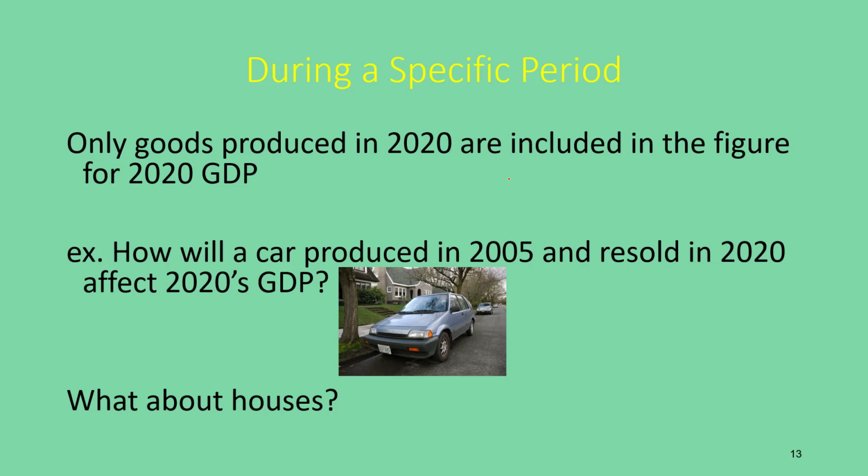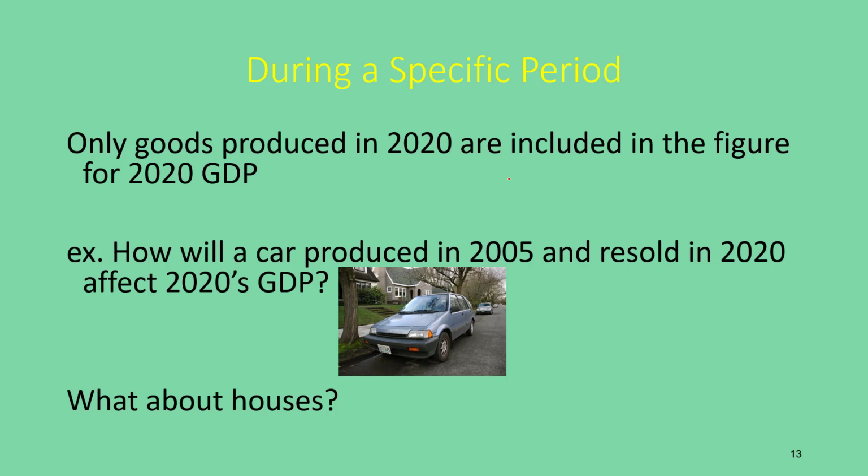So again, it leaves some room for a lot of tricky stuff to happen. So I want to make sure you understand, again, what gets included and what doesn't. If a house is bought in 2005 and then it is resold in 2020, even if it's resold at a higher price, but no improvements have been made in the year 2020, then it will not add to 2020's GDP. But if you did make improvements in the year 2020, then the value of those improvements alone would be added to 2020's GDP.